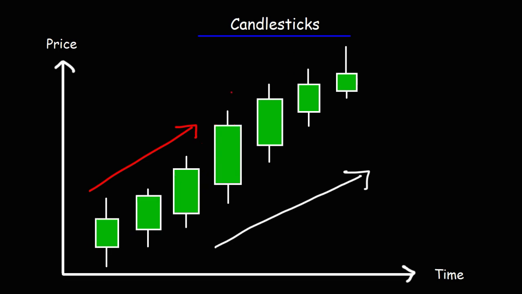Now, during the second half of the uptrend, the buying pressure is decreasing. The size of the real body of these candles is getting smaller and smaller. And so that's how you could use candlesticks to determine if momentum is increasing or if momentum is decreasing. So keep that in mind. Momentum is increasing during the first half because the sizes of the real body of the candles is increasing. And during the second half, momentum is decreasing because the sizes of the body of those candles is decreasing.